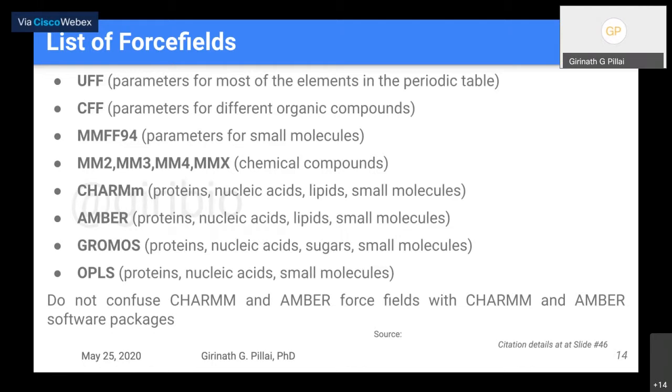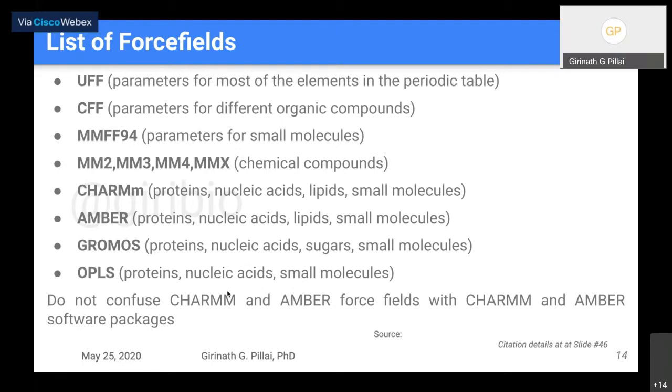Now coming to the next few force fields, these are all free force fields available through GROMACS, NAMD, then Desmond, of course, mostly OPLS, and then AMBER. So these are the main tools that we use for molecular dynamics. CHARMM can cover proteins, nucleic acids, lipids, small molecules, including AMBER. And GROMOS, again, sugars and small molecules are covered. And OPLS, mostly protein, nucleic acids, and small molecules.